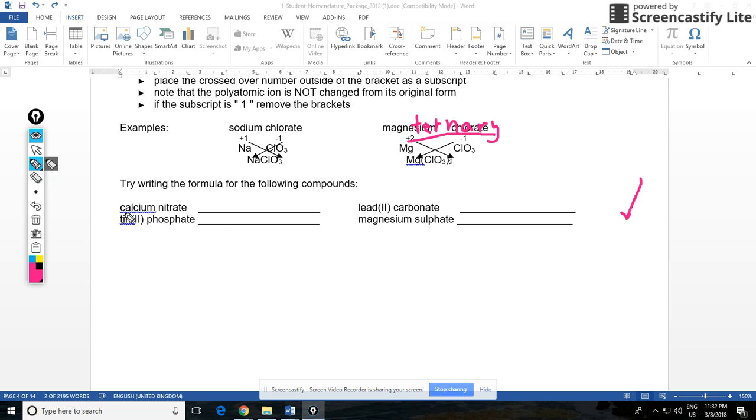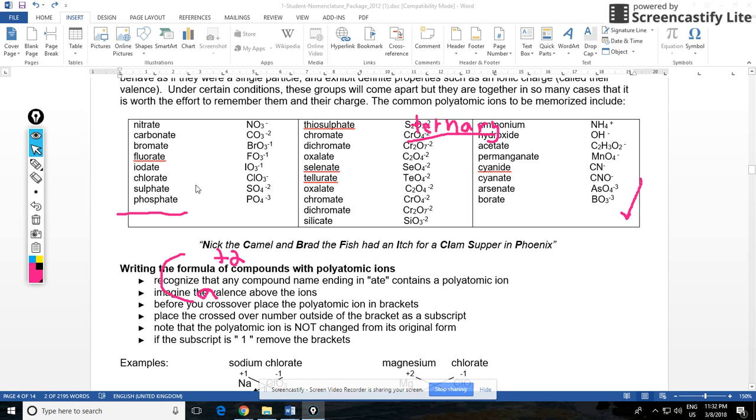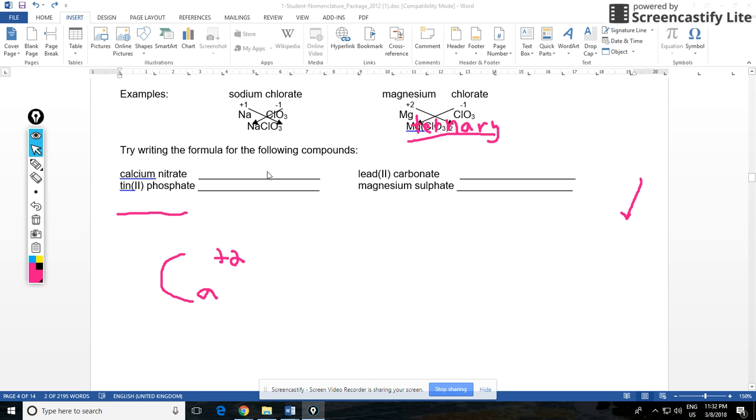Let's say we had calcium nitrate. Your first step is to write the ion symbols side by side. Calcium is in group 2, it has a +2 charge. Nitrate, from my table there, is NO3-. Now you're going to do the crisscross or charge balancing. It doesn't really matter which one, but here's a point I want you to get. Put your polyatomic ion in brackets and put the charge on the outside.